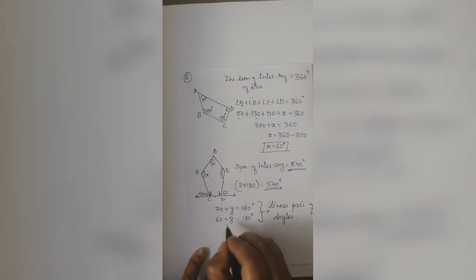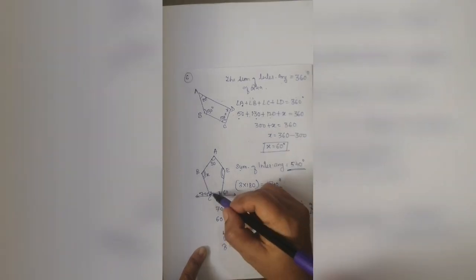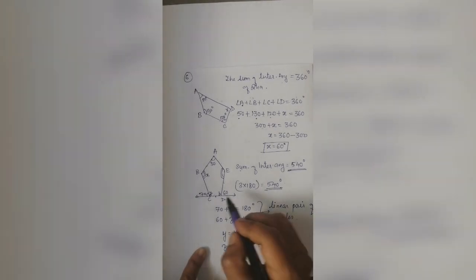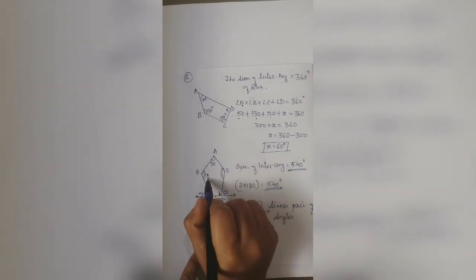Okay, now with this, Y is equal to 180 minus 70, and Z is equal to 180 minus 60. Okay, now 180 minus 70 is 110 degrees, and 180 minus 60 means 120 degrees. Now here you got the answer: Y is equal to 110 and Z is equal to 120. If you add all these, you will get X.